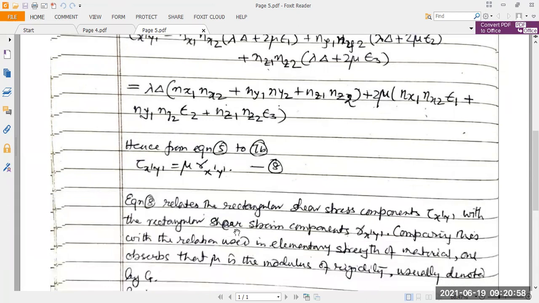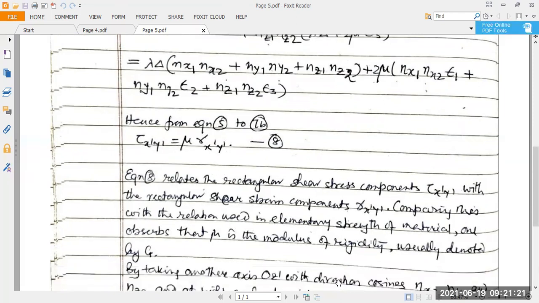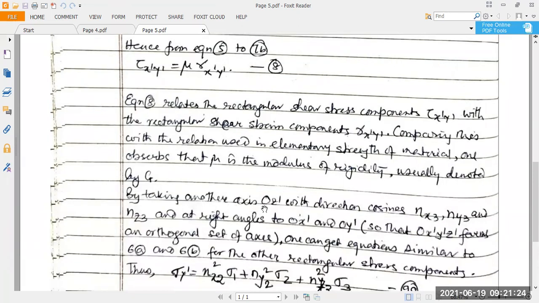Equation 8 now relates the rectangular stress component tau x dash y dash with the rectangular shear component gamma x dash y dash. We can compare this relation with the elementary relation. We say that mu is the modulus of rigidity, usually denoted by g. So this mu is actually our modulus of rigidity, which we noted earlier as g. Now taking the direction cosines nx3, ny3 and nz3 along OZ, at right angles to OX and OA, we get, in a similar manner, the following relation.